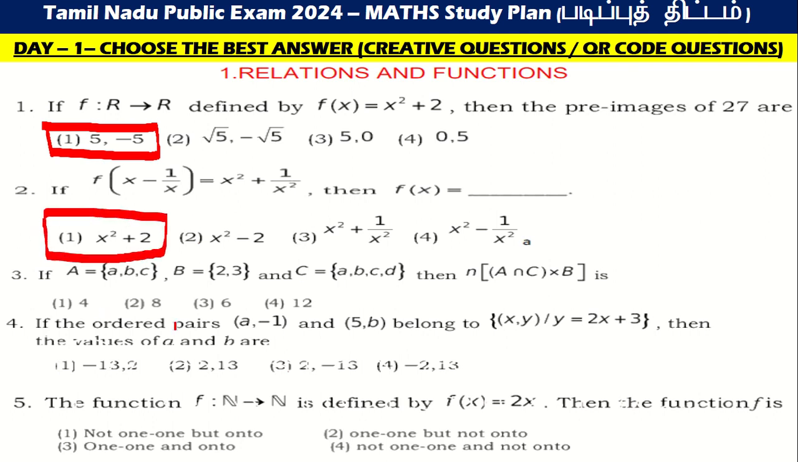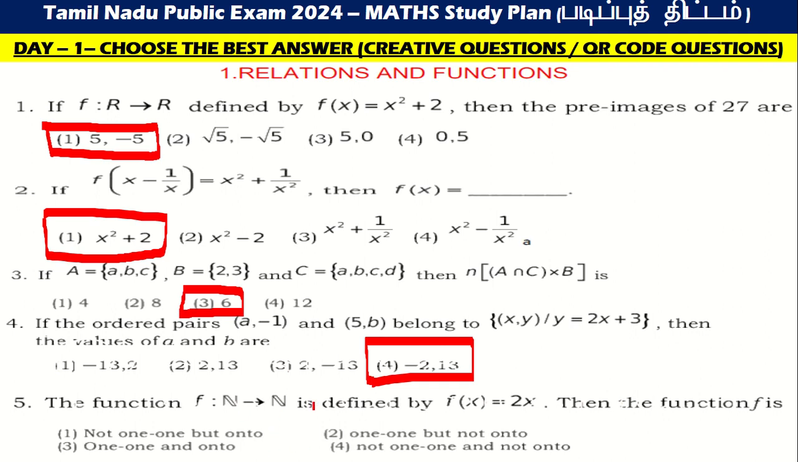If f(a) is equal to a, b, c, b equal to 2, 3, and c is equal to a, b, c, b, c, d, then the answer is 6. That is the third option. Then, if the ordered pairs a minus 1, and b, 5, comma b, then the values of a and b are minus 2 comma 13, which is the correct answer.